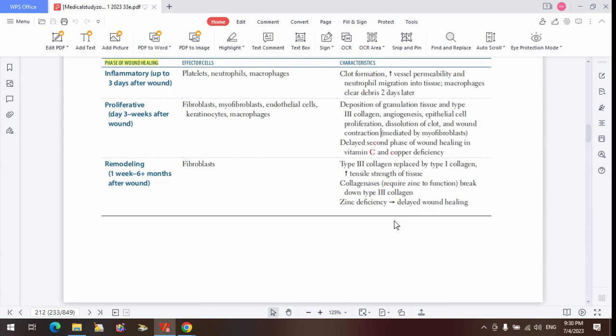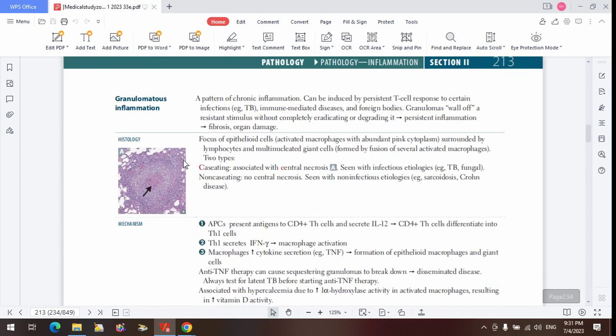Vitamin C and copper is proliferative because both help us form collagen type 3. But for the remodeling, which is a late phase, you need to form collagen type 1. And to form collagen type 1, you need to break down collagen type 3. To break it down, you need collagenase, which is an example of a metalloproteinase. And that collagenase works only in the presence of zinc. Very important.